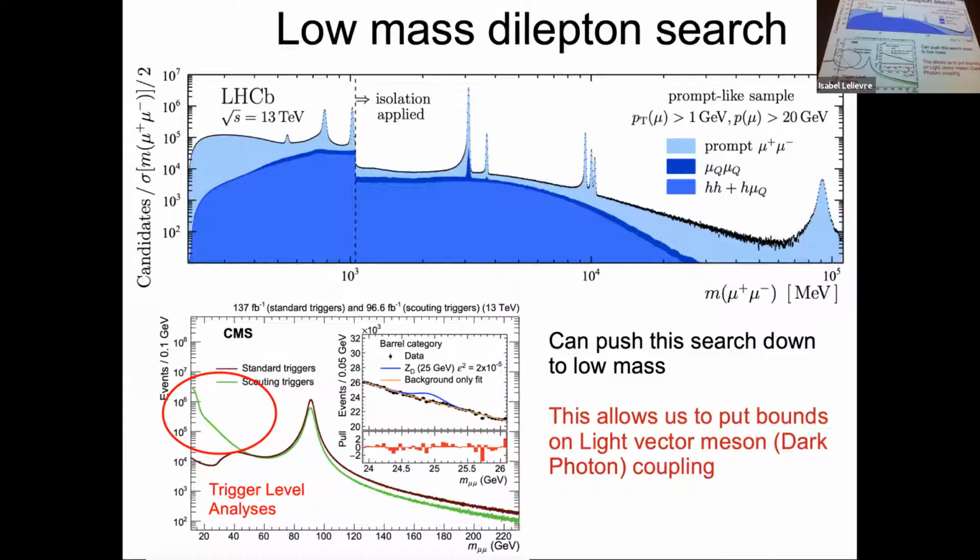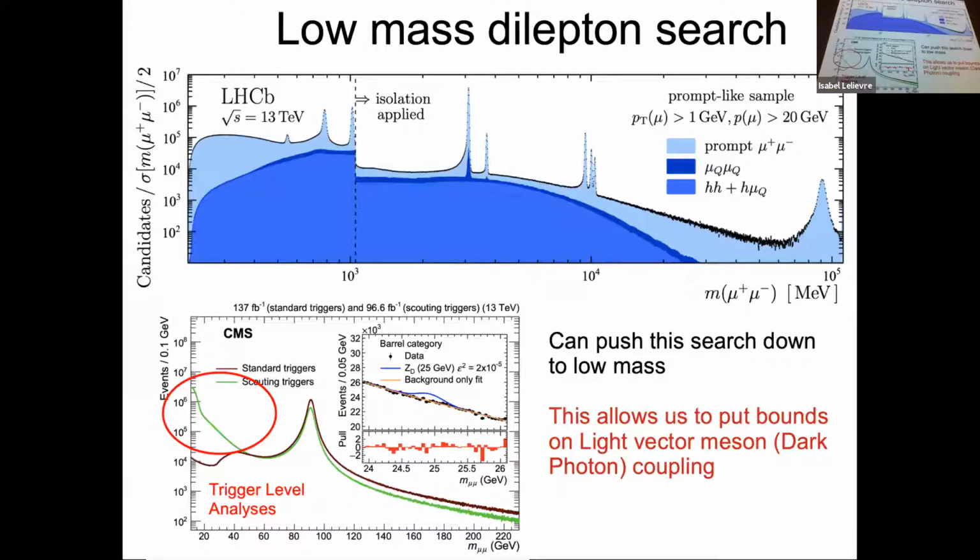And the only thing to mention is that, like you had with the dijet analysis, at some point you're throwing away events in your trigger. And so in the dilepton analysis, they actually start doing this analysis within the trigger. They do a trigger level analysis for low mass. And this gives you a huge number of events.